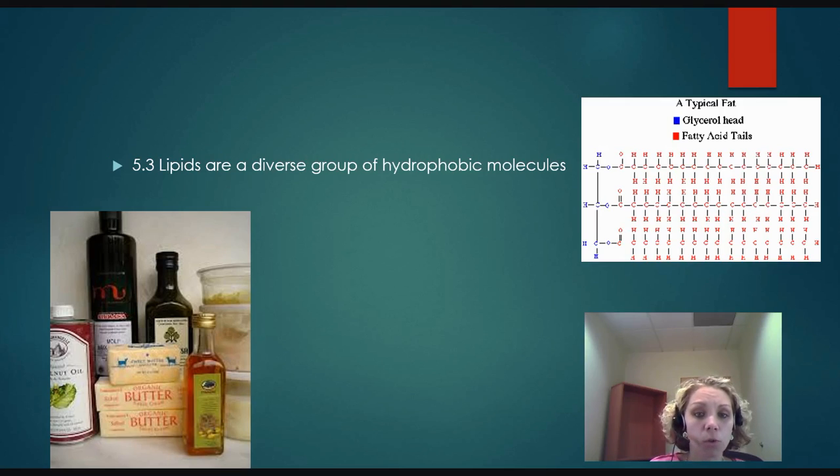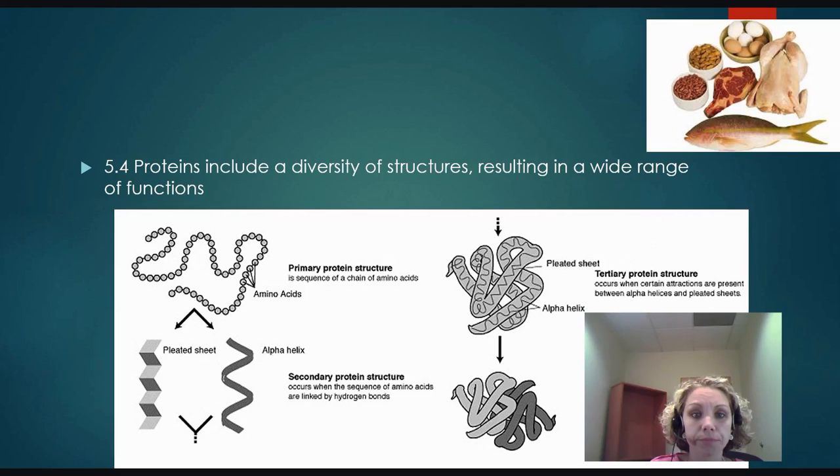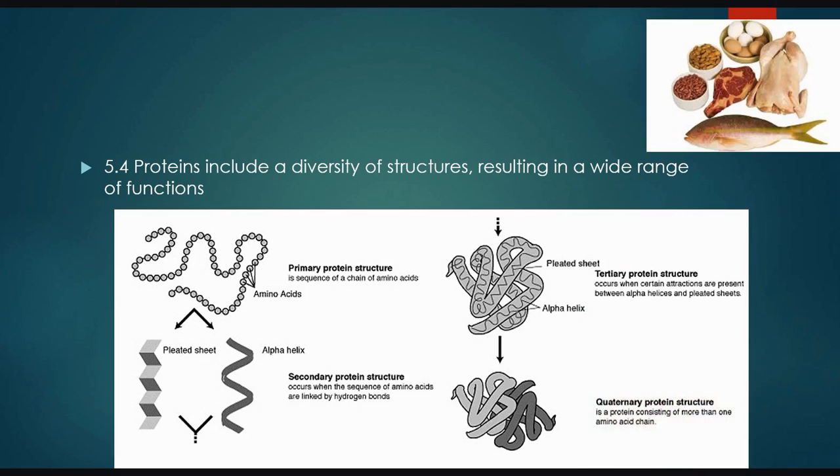Lipids are our fats or oils or waxes. We're going to look at how they are important to life. Our fourth concept is proteins include a diversity of structures resulting in a wide range of functions. So we're going to look at all the different forms of proteins, all the different structures, and how these different structures give us all the different variety of proteins we have. We know that proteins are not only in our food, but they're in our bodies. They act as enzymes. They have a lot of important functions.